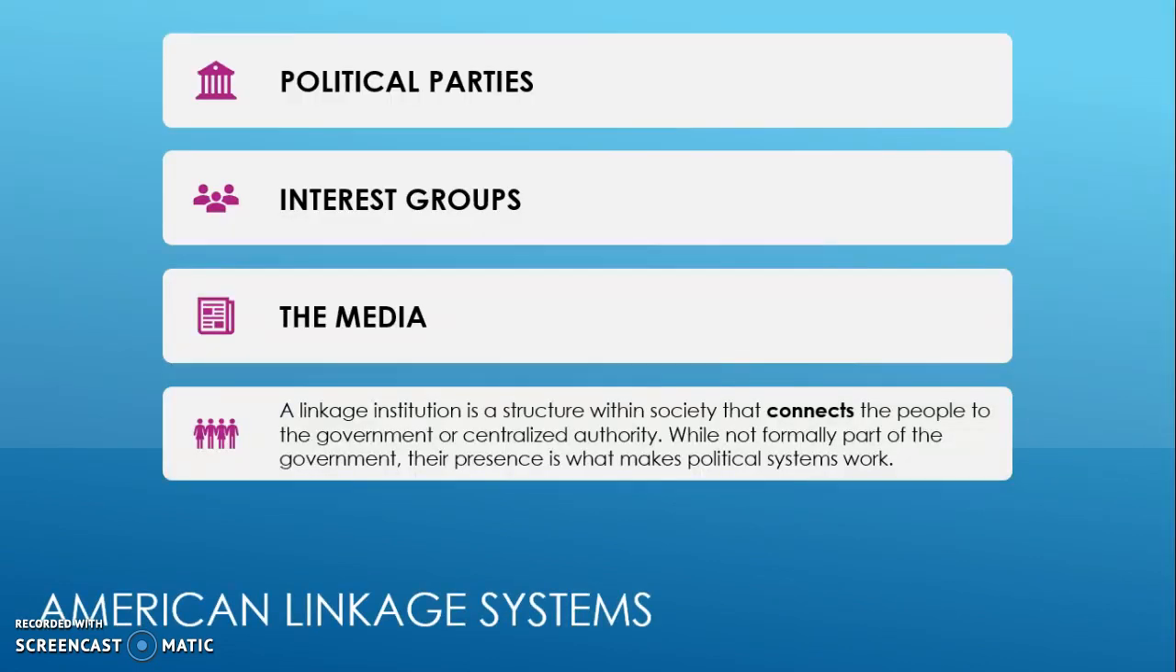There are American linkage systems in the United States of America. A linkage institution is a structure within society that connects the people to the government or centralized authority. While not formally a part of the government, their presence is what makes political systems work. Linkage systems in the United States include political parties, interest groups, and the media.